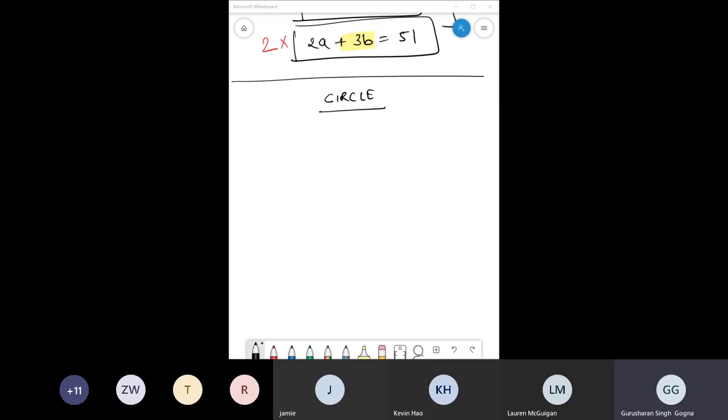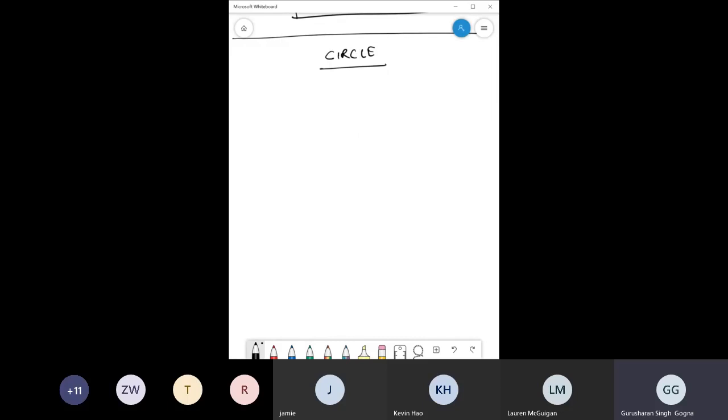Shall we move on to circle? Okay, so if you understand the first chapter properly, this would be very easy for you. So what do you mean by a circle?